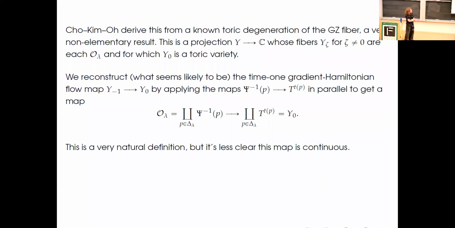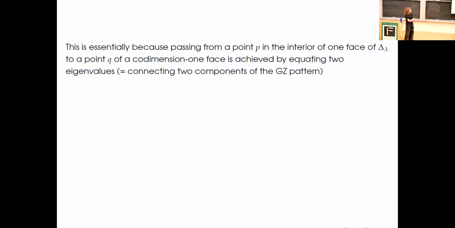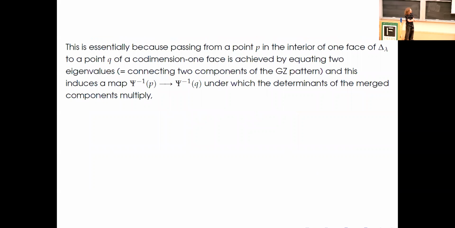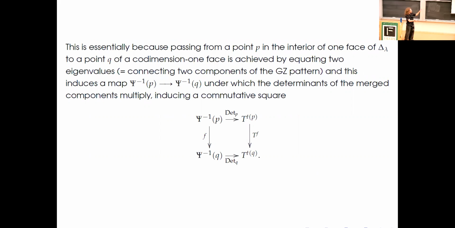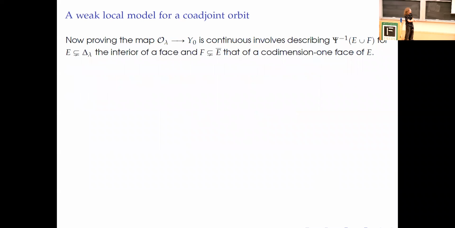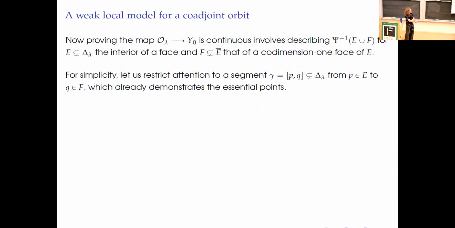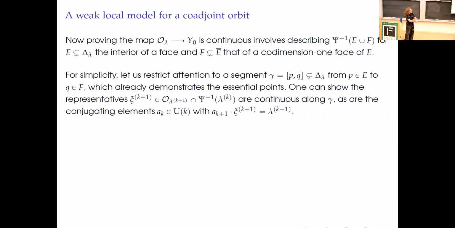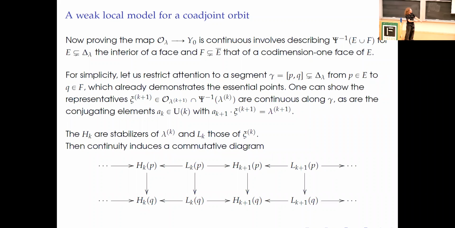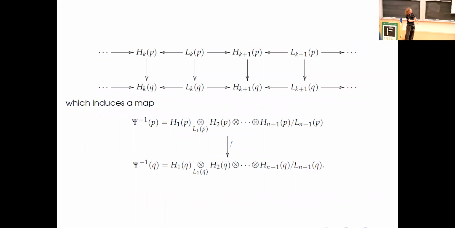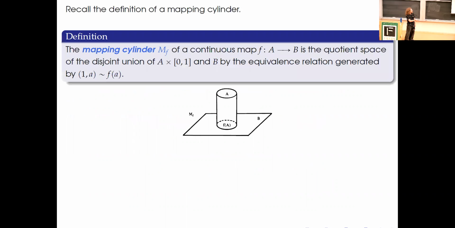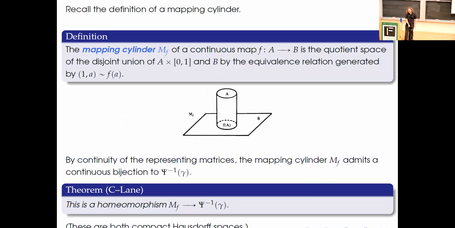So the difficulty is in proving this is continuous, and to do that, you need a local model of some kind. This has to do with the ways the components combine, the way the determinant map deals with that, and understanding this local model for the junction of a face and a codimension 1 face. Why that happens is there's this relationship between the groups, which has to do with continuity of representatives, induces a commutative diagram, induces this map, and yeah, that's it. And it's the mapping cylinder of this map.